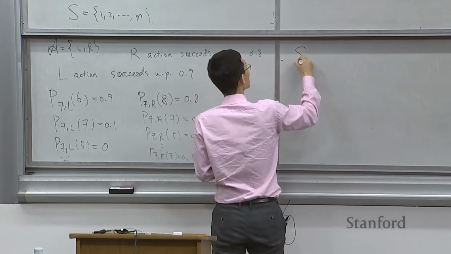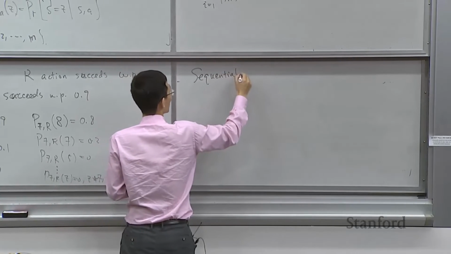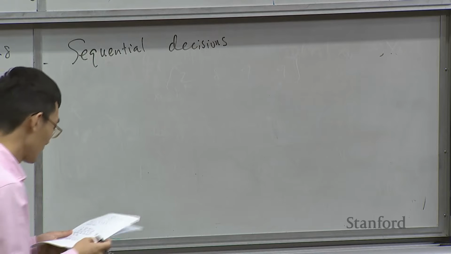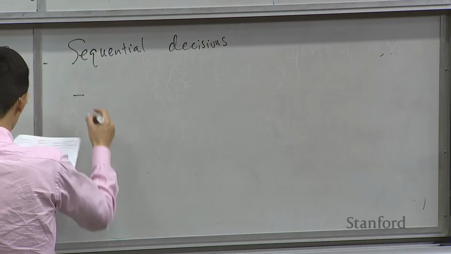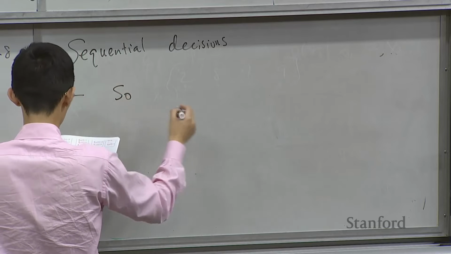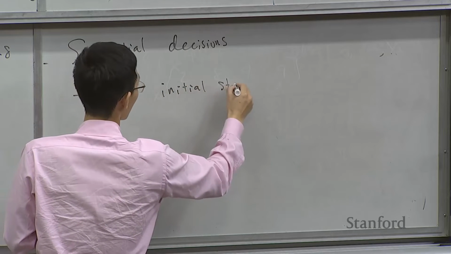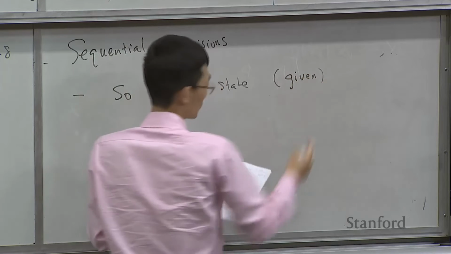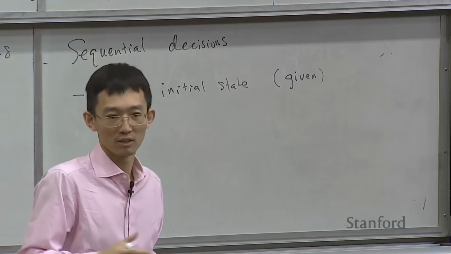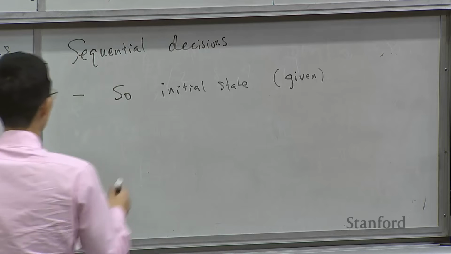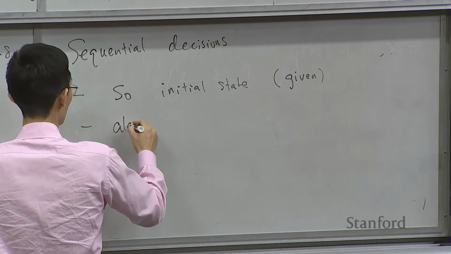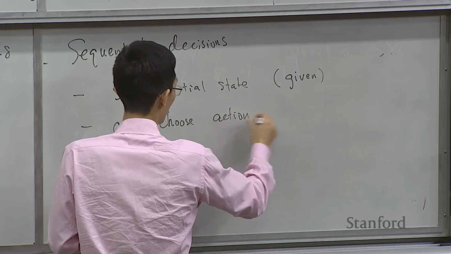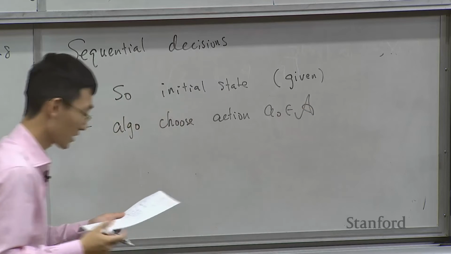When you have sequential decisions, you are interacting with the environment, or the system, like the following. First of all, you have an initial state, S0. Let's say the initial state is given, but sometimes you can also say the initial state is randomly drawn from some distribution. Then the algorithm chooses some action, A0, from the action set.